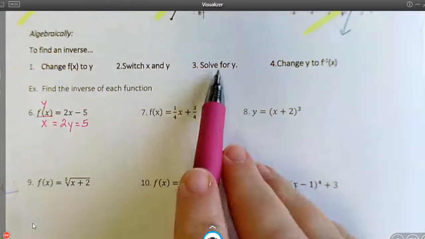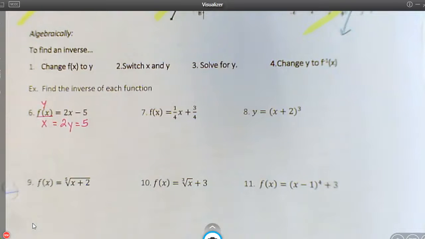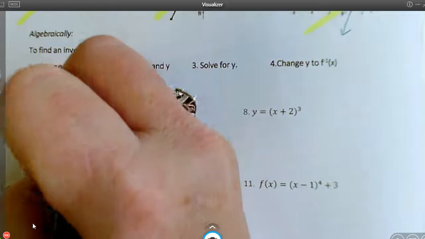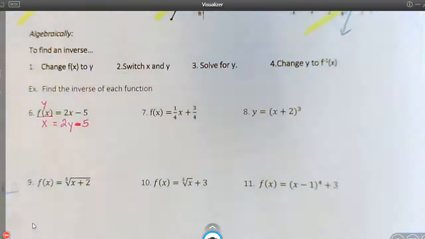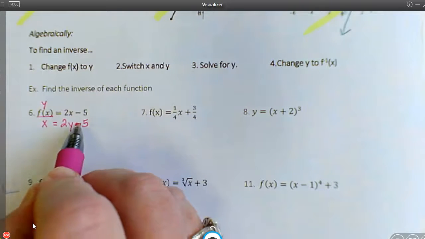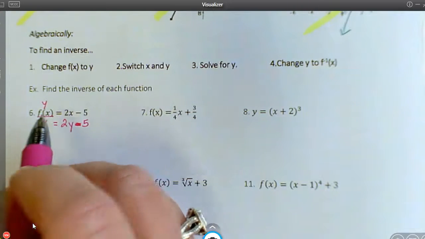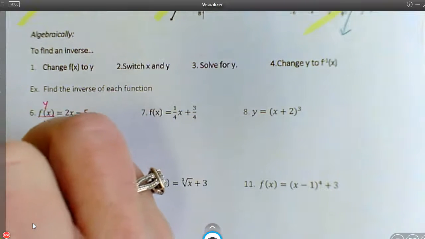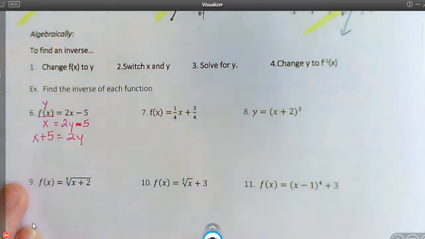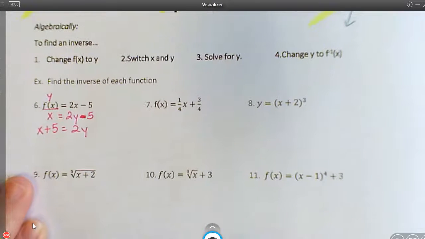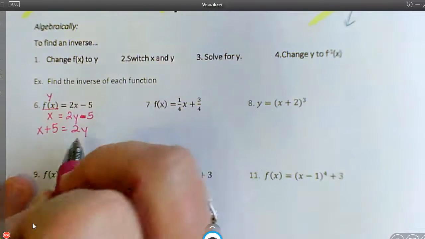The next step says that we solve for y. So that's not an equals, that's a minus. We try to get y by itself after you switch x and y. And so to get y by itself on this problem, I'm going to add 5 on both sides. And then I'm going to divide by 2.